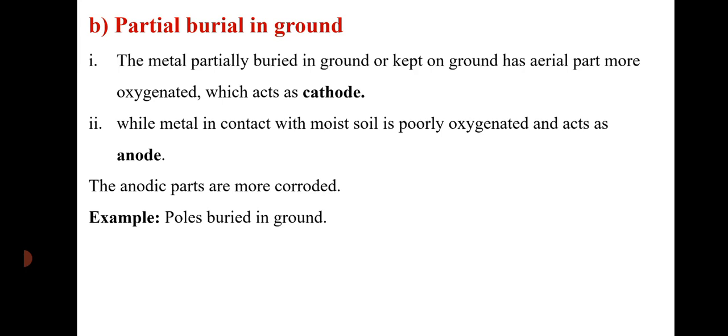In partial burial, the part of the metal in the moist soil is poorly oxygenated and acts as an anode, and the exposed aerial part acts as a cathode. An example is an electric pole buried in the soil.